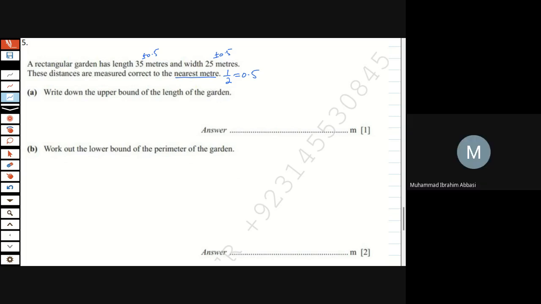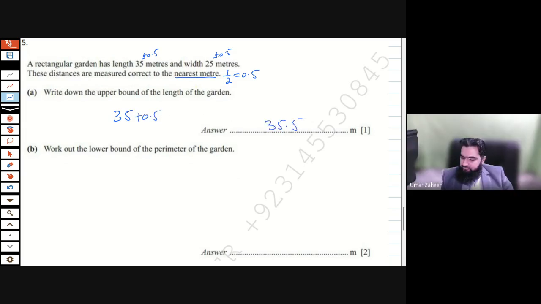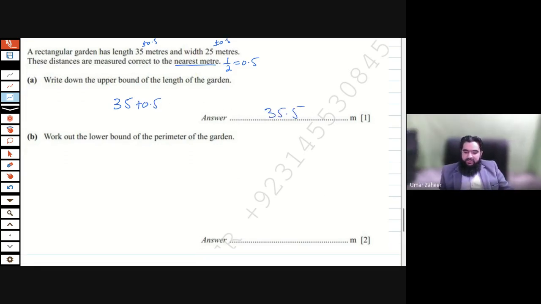So we can do 35 plus 0.5. That will be 35.5. In the next part, he says to work out the lower bound of the perimeter. First of all, tell me how we can find the perimeter of the garden. Anyone, please raise your hand. How can we find the perimeter of a rectangular garden?